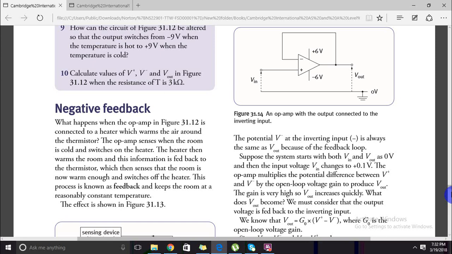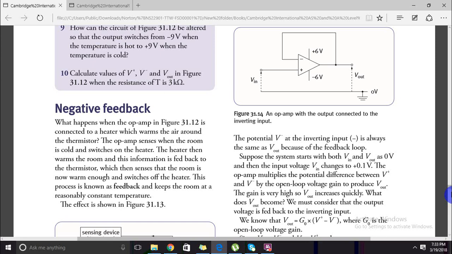We haven't given any input, but then we give the input and V plus suddenly becomes 0.1, which isn't that big, but an op-amp is able to amplify small inputs by huge amounts. So V plus is equal to 0.1, and because V plus is just the input voltage, Vin is equal to 0.1 volt.